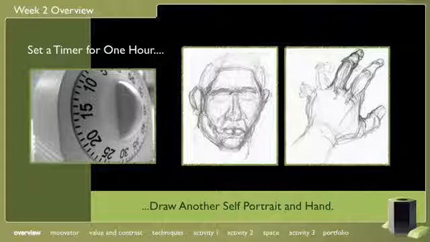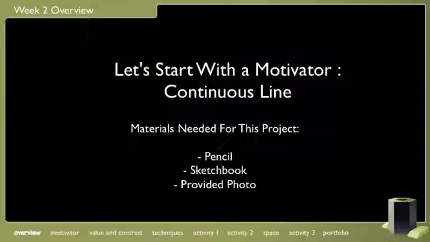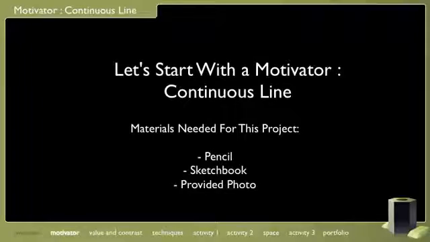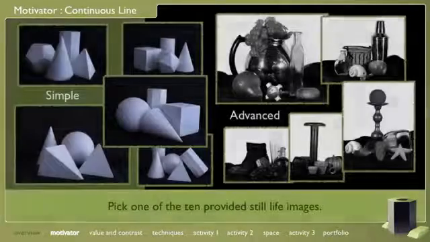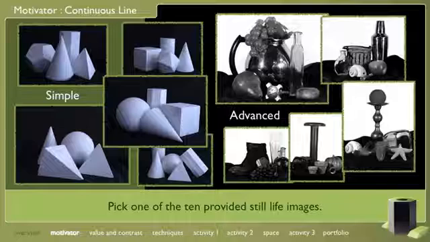Set your timer for 1 hour and draw a self-portrait in your hand in the same position as the first time. Pick one of the 10 still life images that are available to you for this exercise. You can either print it out or you can keep it up on your computer screen.